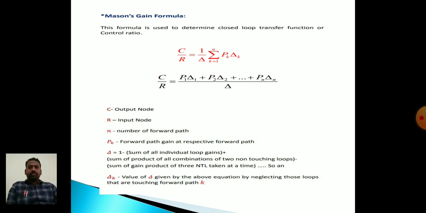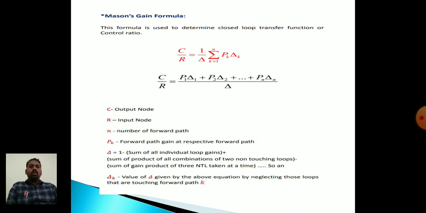This formula is used to determine the closed loop transfer function or control ratio, sometimes also called the overall transfer function. So here output by input, C of S divided by R of S, sometimes written as C by R, that is 1 by delta summation of Pk delta k, where k equals 1 to n.